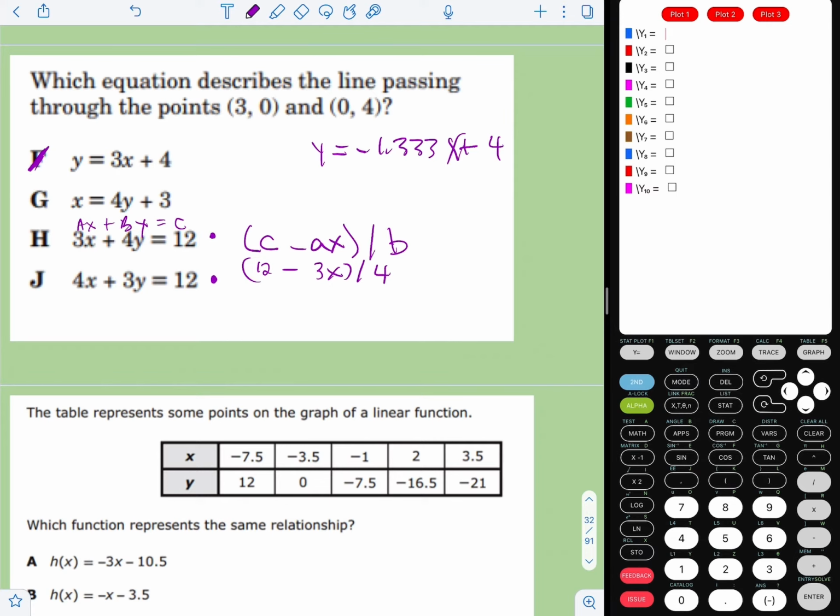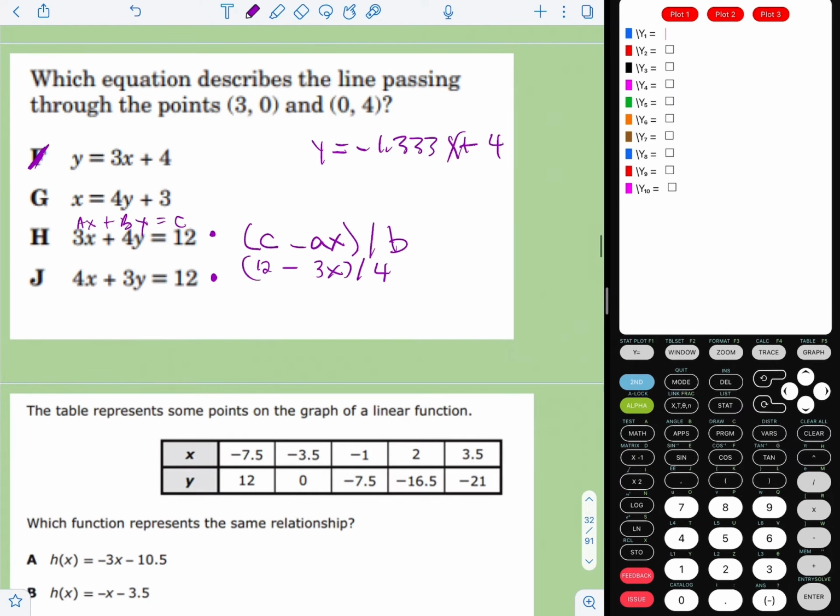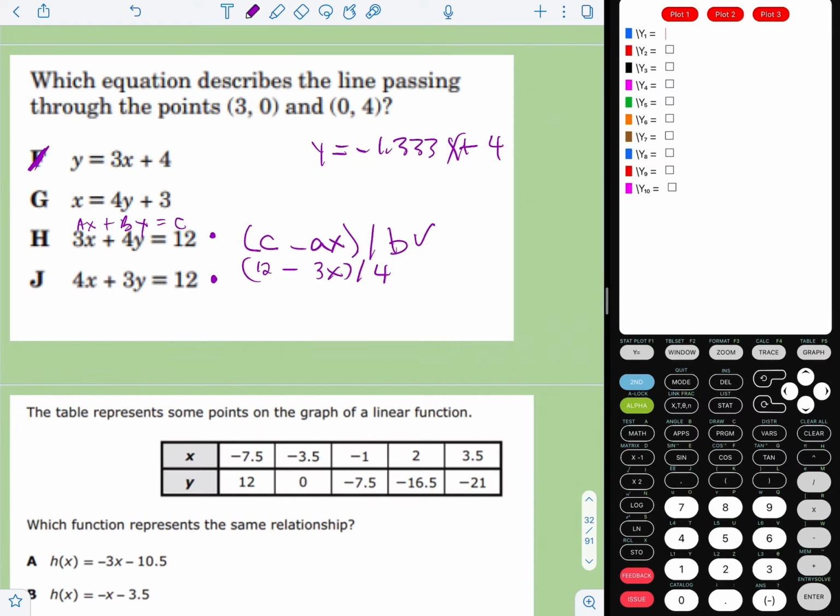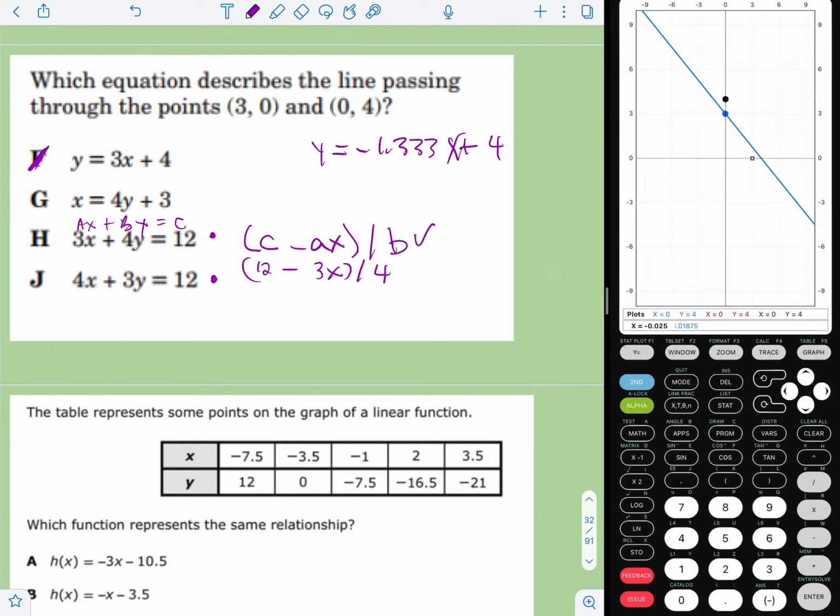If we plug that into y1, we're going to get a graph that represents this. If you can remember this right here, then you can put any standard form into a calculator, a TI-84. So again, parentheses, 12 minus 3x, close parentheses, divided by 4. We're going to press graph. And what we're looking for is our x and y intercept, essentially, are these points on the graph.